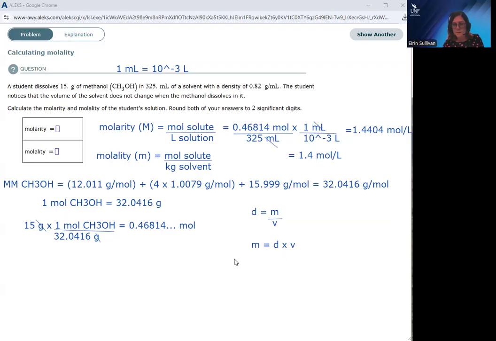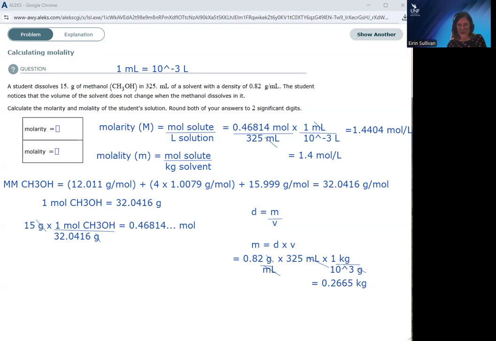So my density is 0.82 grams per milliliter. Times it by my volume, which is helpfully in milliliters, so that's 325 milliliters. Now that's going to give me my mass in grams. I want mass in kilograms, so I should use the equivalency that 1 kilogram is 10 to the power of 3 grams. So I could just do that all together to get my answer in kilograms. All right, so milliliters cancels, grams cancel, and I end up with my mass in kilograms, which is what I'm going to need to get my molality. So that is going to come out to be 0.2665 kilograms.